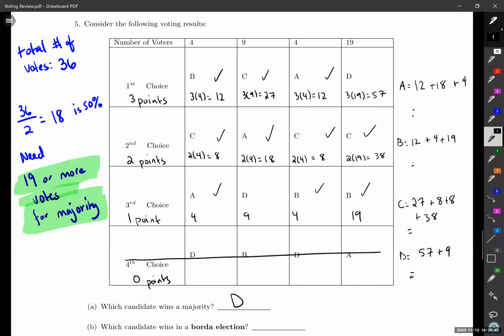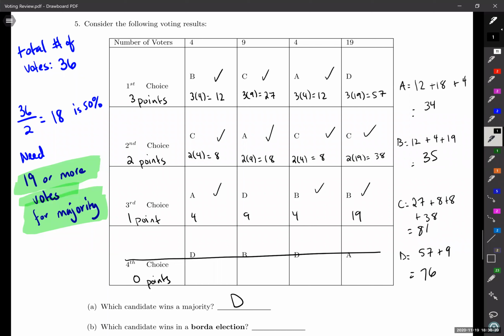After we give out the points, we collect them per category, add them all together, and we know the highest points will win. So based on this, let's see who would win this election.